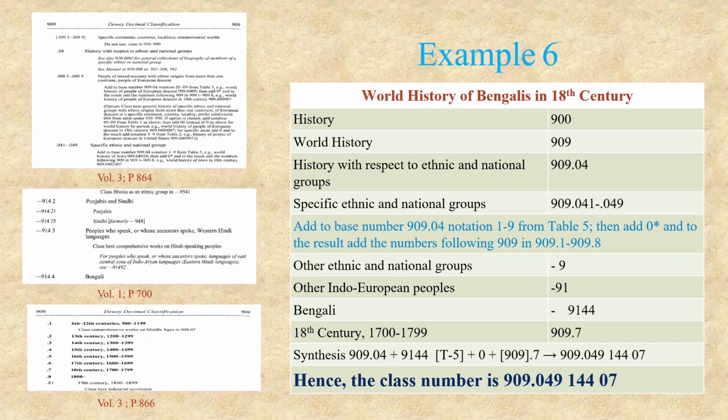So the synthesis will be 909.04 plus 9144, that is from Table 5, ethnic and national groups, then 0 as per the instruction in the schedule, plus 909.7. Here 909 is given in brackets, that means we have to exclude this part when assigning the final class number for this title. So the final class number will be 909.04091447.